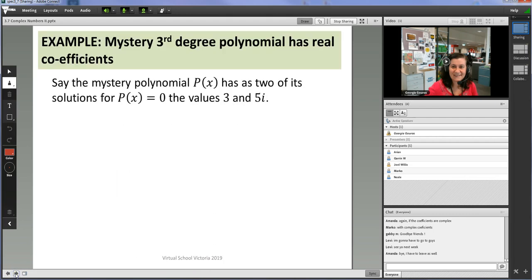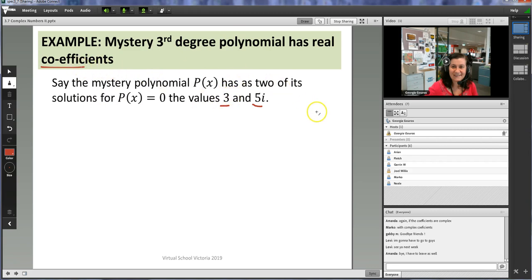Okay, here we go. Here's a mystery third degree polynomial, a cubic polynomial, and it has real coefficients. Here are some of the answers. Here are the 2 roots, 2 out of the 3 roots in the complex number system, 3 and 5i, and the polynomial has real coefficients.